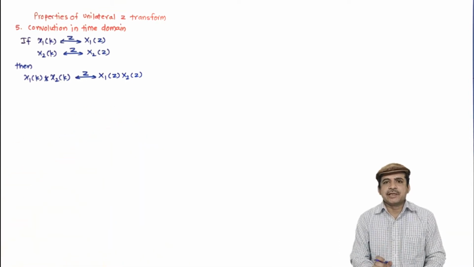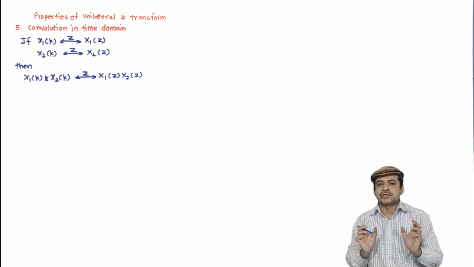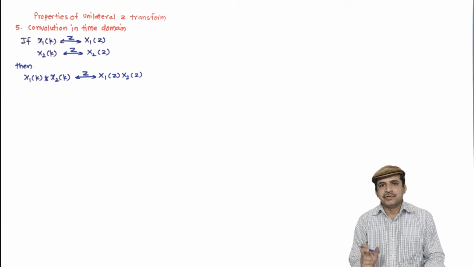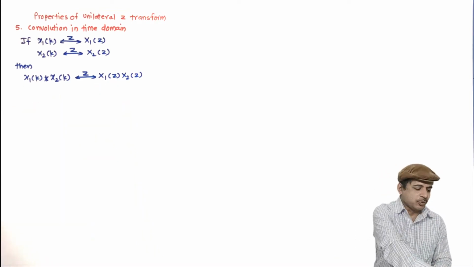This is also applicable or useful in finding out the multiplication of transfer functions of 2 blocks in series. Whenever they are in time domain, you have to perform the convolution, but in Z domain directly you can perform the multiplication. Now let us prove it.